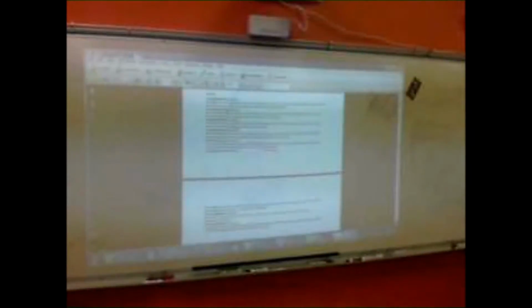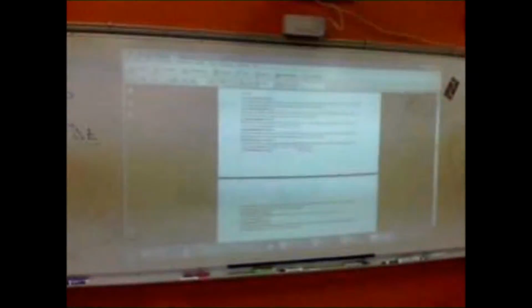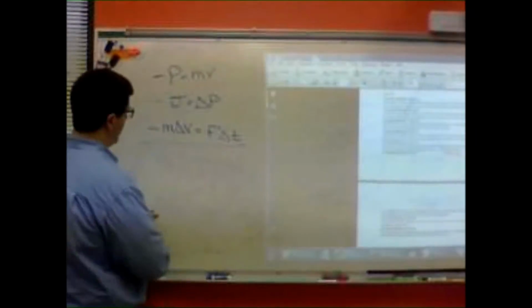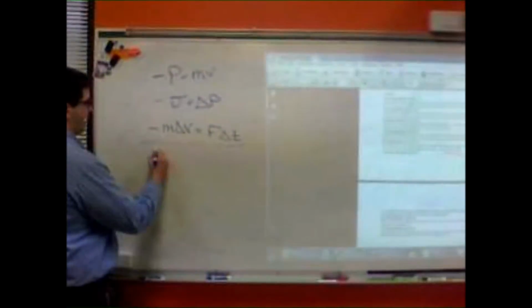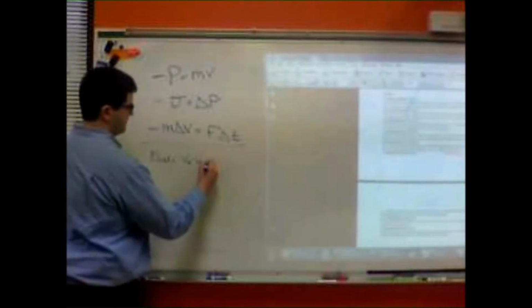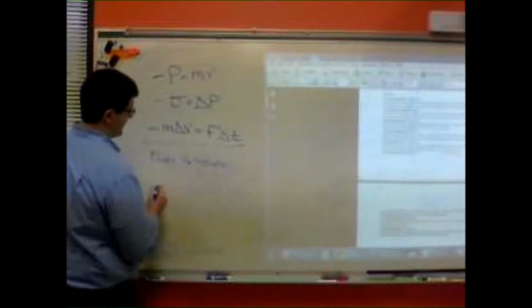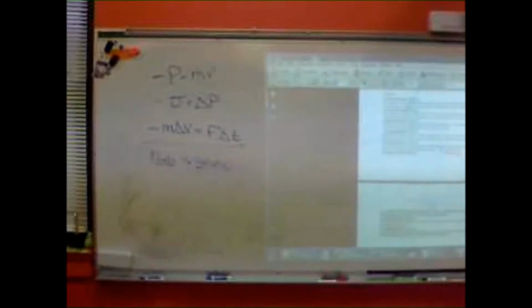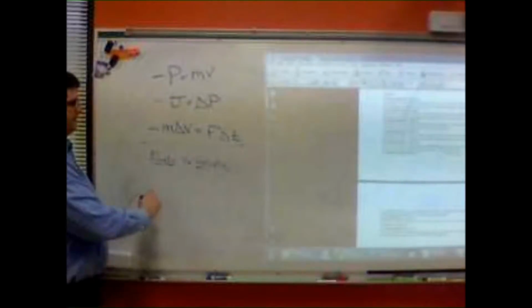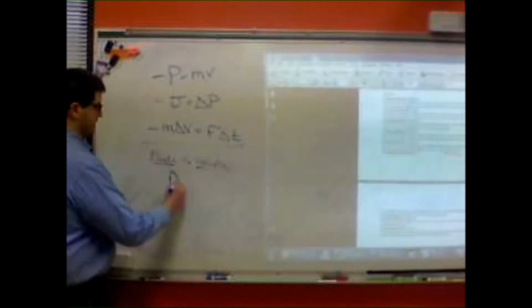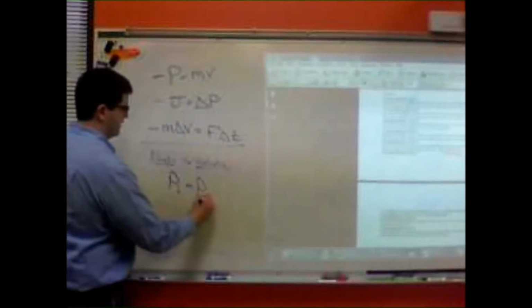Now collisions, let's see, is this on the camera? Here we go. All right. So collisions were the next part of it. So you have to know elastic versus inelastic, and that with elastic, energy is conserved, and with inelastic, energy is not conserved. You then would have to know that p initial equals p final.